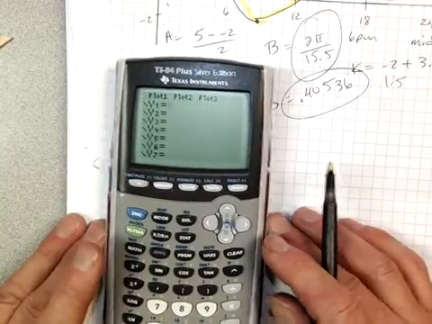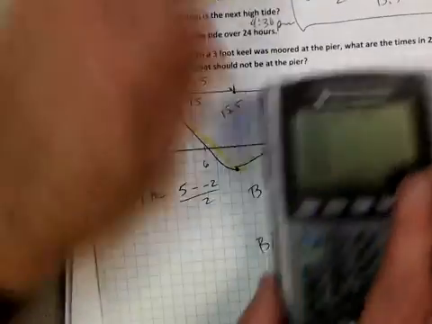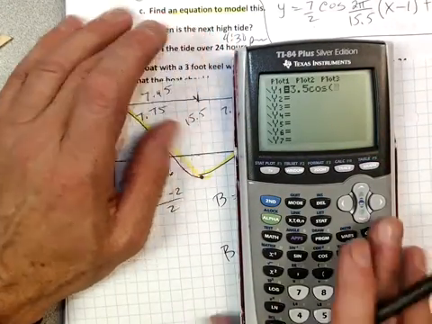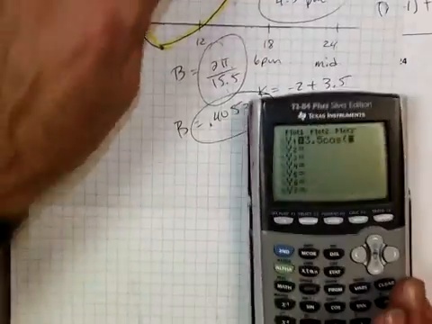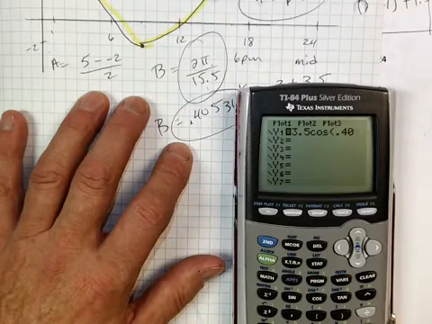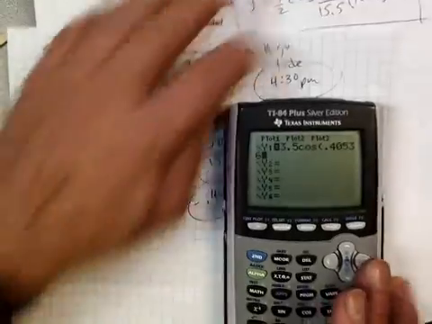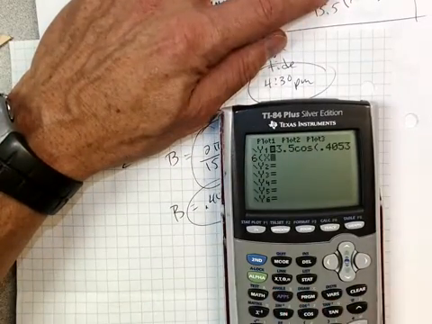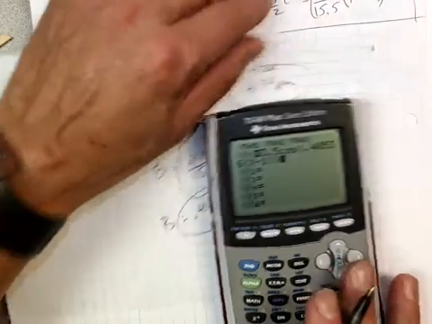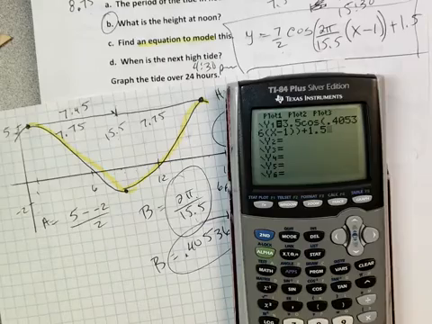Y equals, ready? We'll go A. Here it is. Here's my equation. We're going to go 3.5 cosine, parentheses. What's my number I want to use? My 0.40536, parentheses, x, subtract 1, parentheses, parentheses. Got to do a double parentheses there, plus 1.5, okay, and graph it.